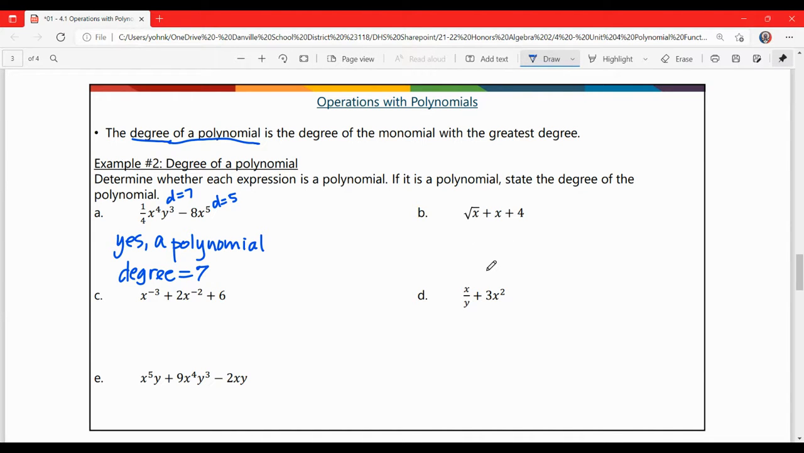If we look at letter B, square root x plus 4. Well, square root x has a radical in it, and that's not allowed. Technically, you're going to learn more about radicals later, but the square root of x is the same as x to the 1/2 power. Now, that's not an integer exponent. So therefore, this is not a polynomial.